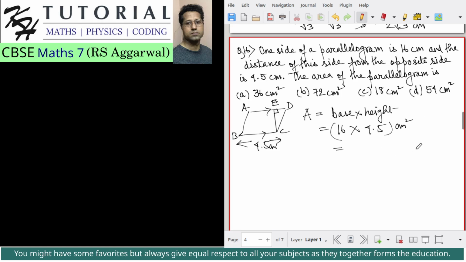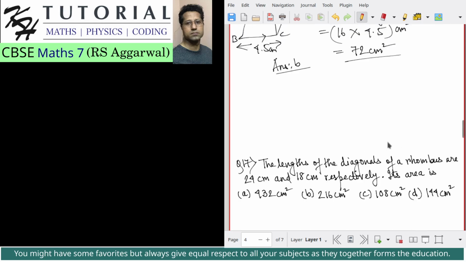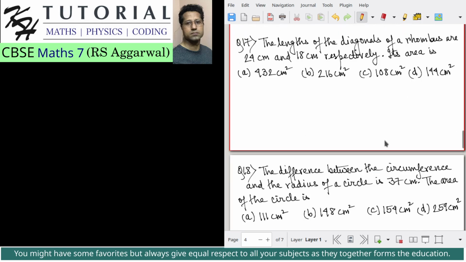So this is equal to, I will use calculator for doing some calculation to save time. 16 multiplied by 4.5 is 72. So this is 72 centimeter square. So the correct choice is choice B. So this problem was direct application of the formula of area of a parallelogram, which is base into height. Okay. Question number 17. The lengths of the diagonals of a rhombus are 24 centimeter and 18 centimeter respectively.